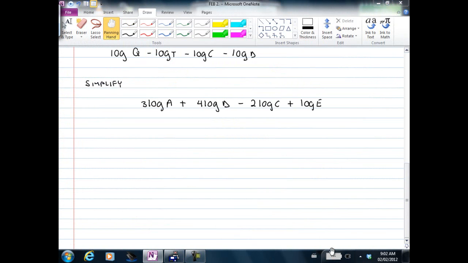So when you simplify logs, I'm going to give you a hint. Hint: focus on the first two logs.